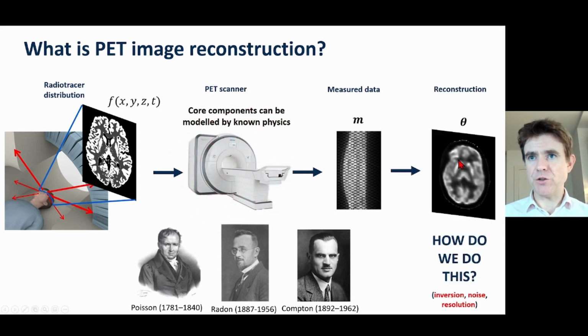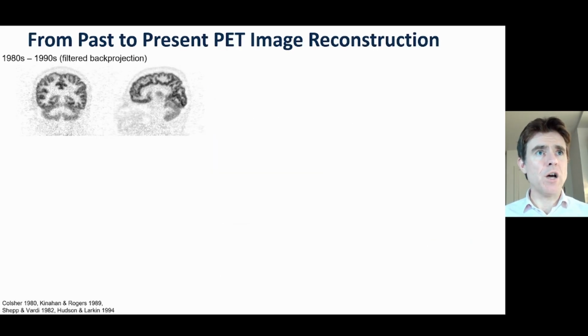And then what we're trying to do in reconstruction is to achieve some kind of inversion of the physics of the imaging system whilst accounting for the noise model, Poisson statistics, as well as ideally recovering lost resolution, for example, due to positron range. So where are we up to with PET image reconstruction?